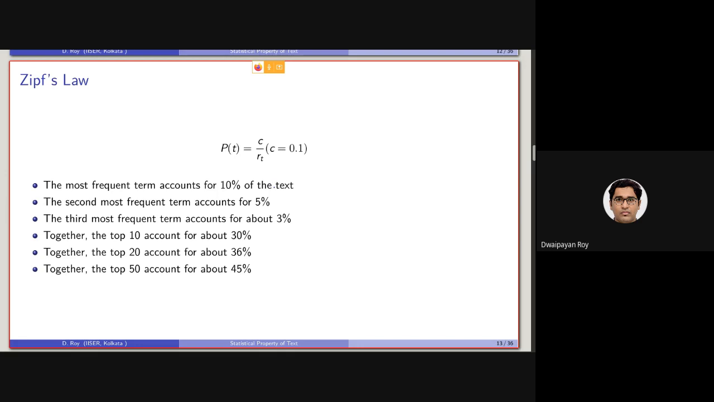Now, what does it mean, considering c as 0.1 in English? It means that the most frequent term accounts for 10% of the text. How? The most frequent term will have rank 1, right? So P of t will be only c, which is 0.1. If I consider this is the maximum likelihood estimate, which is the probability, that means 10% of the text in the entire vocabulary is taken by the most frequent term. Similarly, for the second most frequent term, it will be 5%, considering Rt as 2. You can do the math, and it will go on like this.